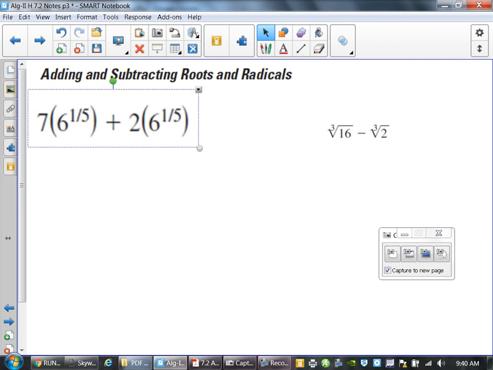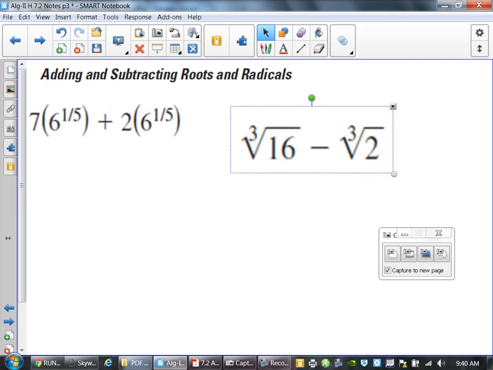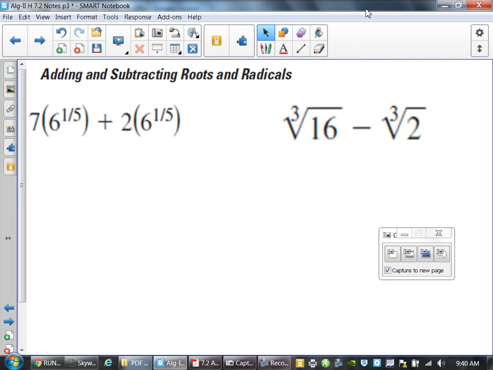But what do you have to do to add and subtract variables? Same base, same exponent. Same thing goes with radicals. Radicals are just bases and exponents. So you have to have the same simplified base with the same exponents in order for things to work. So what we're going to do here is a lot of just rewrites.